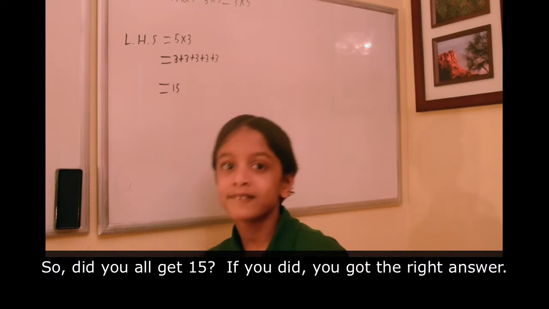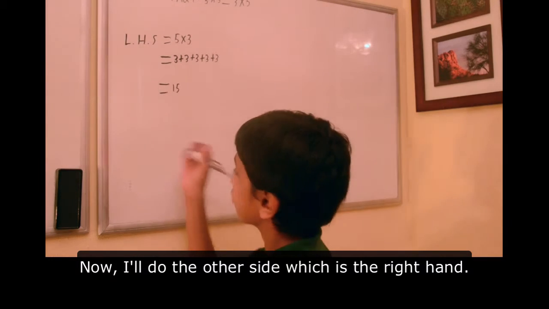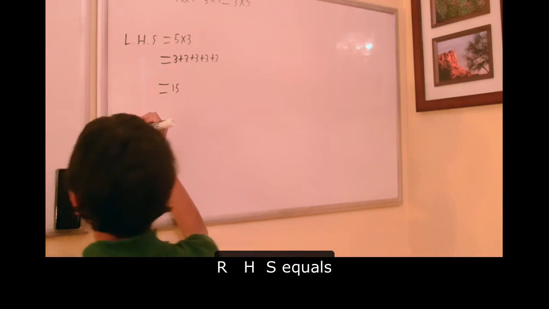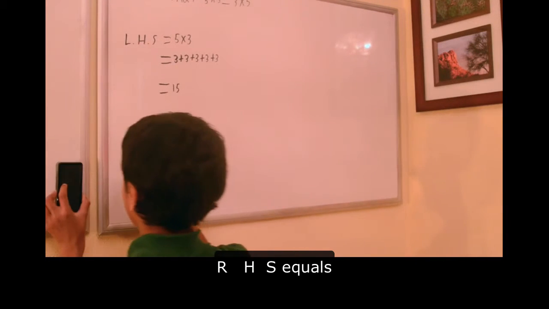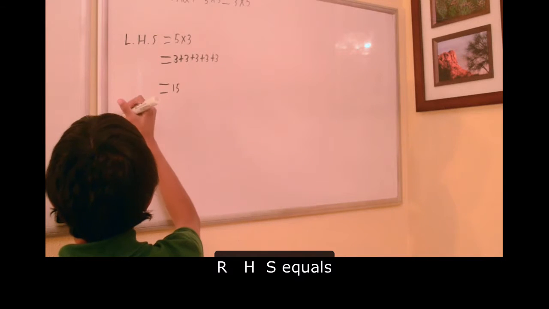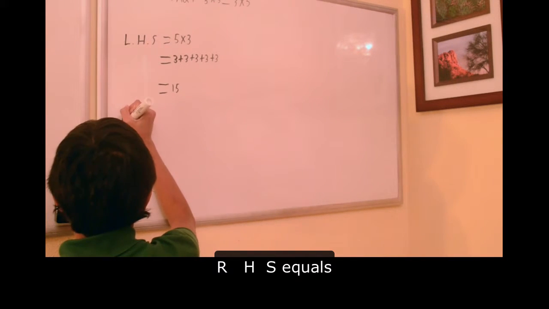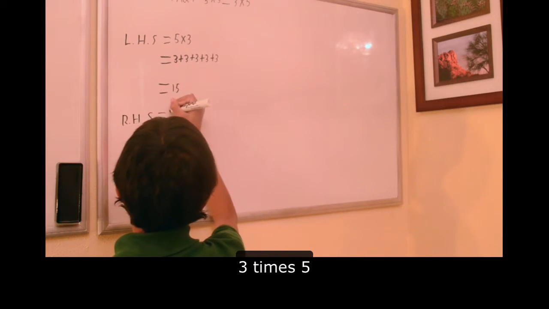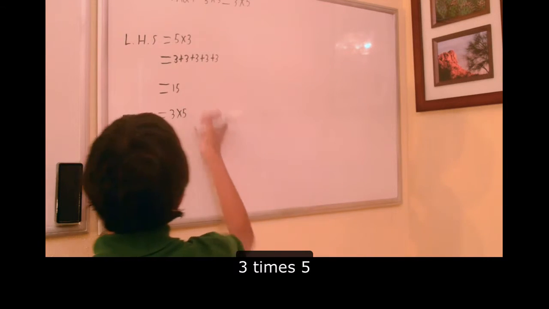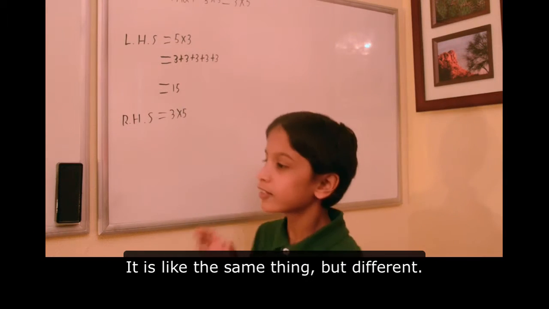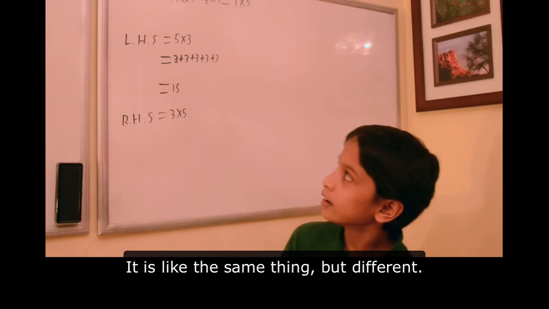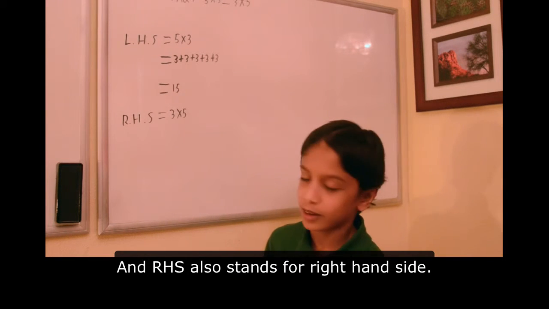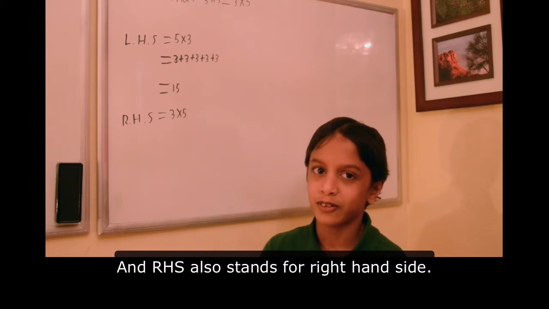Now, I'll do the other side, which is right hand. R. H. S equals 3 times 5. It's like the same thing, but different. Instead of making it 5 times 3, it's 3 times 5. And RHS also stands for right hand side.